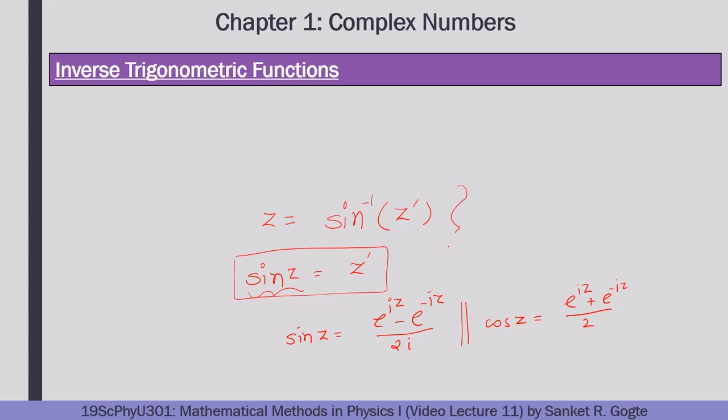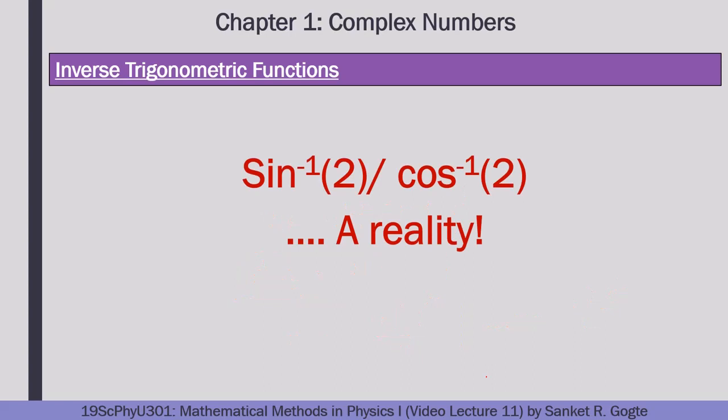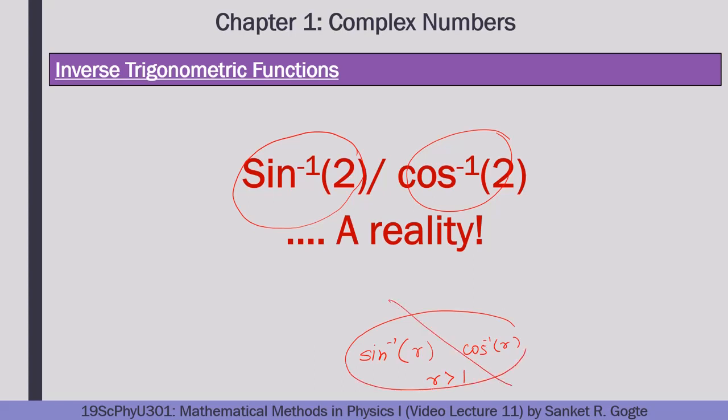So you can use this fact and then figure out what is the inverse of a given trigonometric function for that complex number. With this, now we come across one more interesting thing. As far as we stick to real numbers, we know that sine inverse of r or cos inverse of r, where r is greater than 1, is not possible. But in the world of complex numbers, that is not true. You can find out something like sine inverse of 2 and cos inverse of 2 by using complex numbers. Here you can see the power of complex numbers already. Complex numbers extend the horizon of mathematics, where this is not possible for real numbers. Now that is possible, that is a reality in the world of complex numbers.